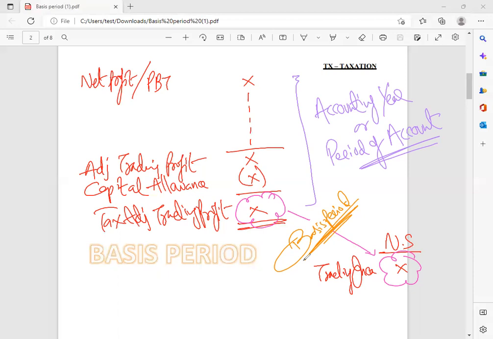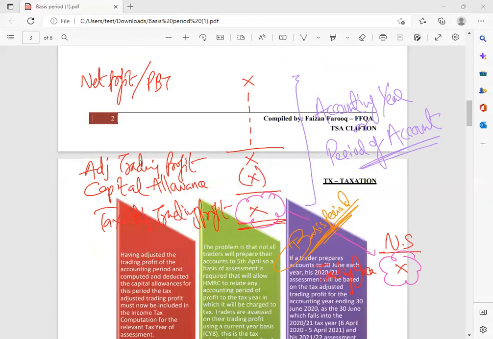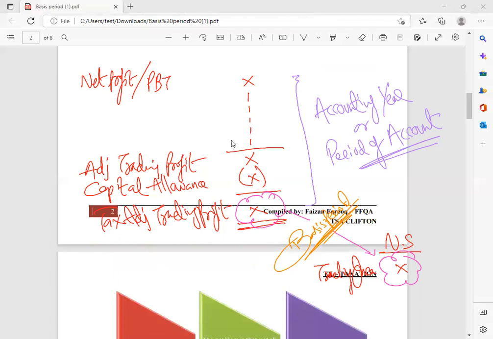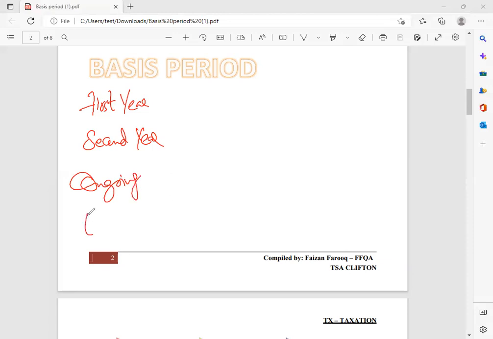Yes. Okay. Now, how to do that? We have some specific rules for that. First of all, before starting basis period, you must know that we have some divisions, which are first year, then second year, then ongoing, and last year.